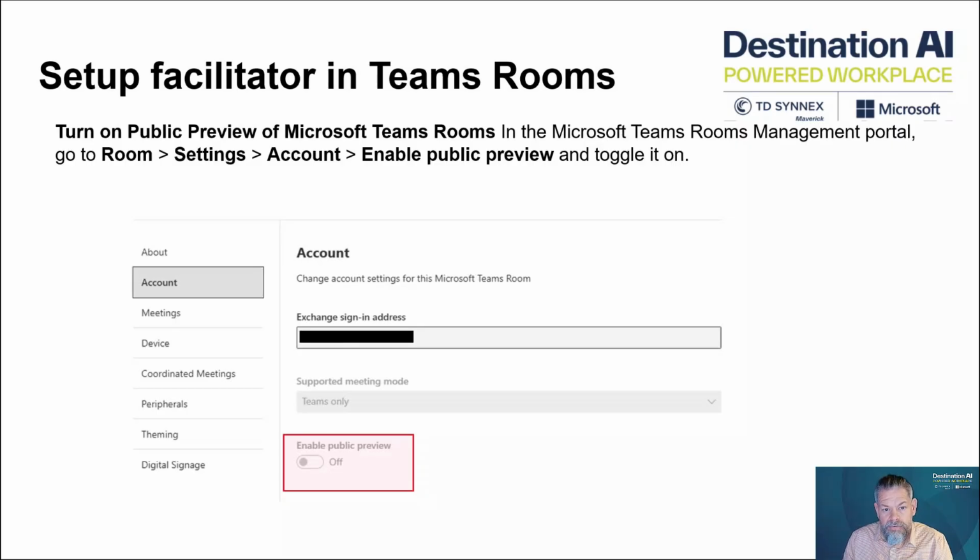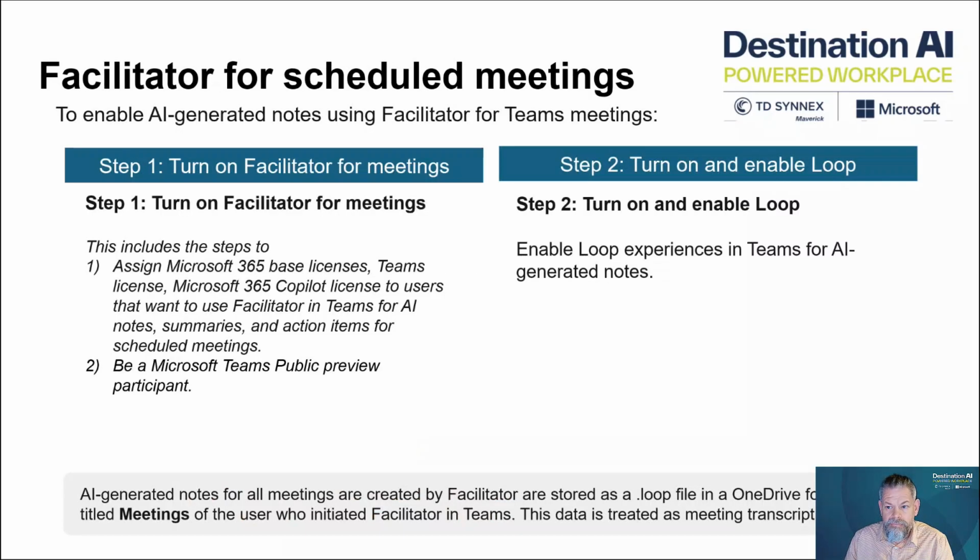Now, some rooms will show up as Facilitator. Some may show a new icon that says Take notes. Both functionalities will do exactly the same thing. When we enable that AI and the functionality with Facilitator within the Teams meeting room, what happens in the back end is we turn on Facilitator for the meetings. We make sure we have those licenses applied, and the right licenses attributed to ourselves to allow us to do it. We make sure we have the public preview for that participant. And lastly, we make sure we have Loop enabled for it. That allows us to bring this all together.